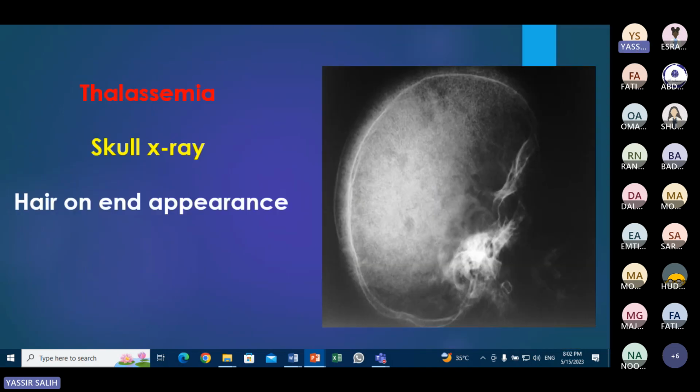This patient presents with a history of repeated blood transfusion. What sign do you see?